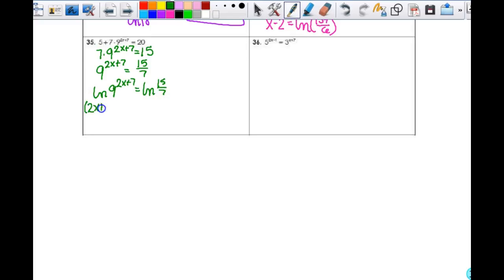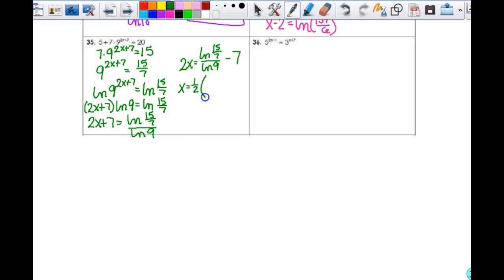Bring this out front. So 2x plus 7 times the natural log of 9 equals the natural log of 15 over 7. So now I divide by the natural log of 9. So 2x plus 7 equals the natural log of 15 over 7 over the natural log of 9. Subtract 7, so 2x equals natural log of 15 over 7 over the natural log of 9 minus 7. I need to divide by 2, so I'm going to multiply by 1/2 instead, and x equals 1/2 times the natural log of 15 over 7 over the natural log of 9 minus 7. These parentheses here, very, very important. You could distribute the 1/2, but you'd have to make sure you distribute it to this and this, but you don't need to, so you just stop there.